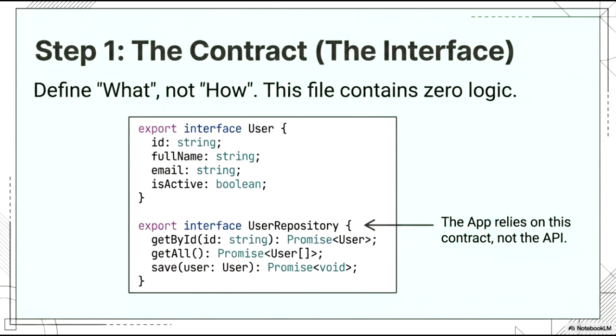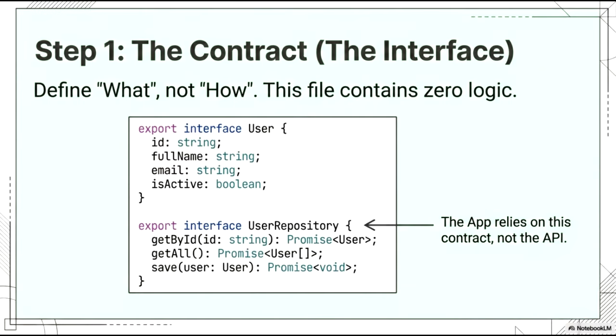Step 1 focuses on establishing the contract by defining our interfaces. The primary objective at this stage is to define what the system must do, rather than how it achieves it. As you can see in the code example, this file contains zero implementation logic. We first define the user interface to represent our data structure, followed by the user repository interface, which outlines the necessary data operations like fetching or saving users. It is essential to understand that the application relies entirely on this contract, not on a specific API implementation. This decoupling allows us to swap out underlying services without affecting the core application logic, ensuring a more maintainable and testable codebase.